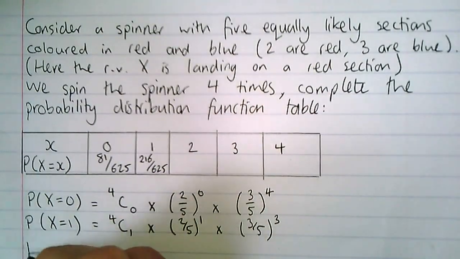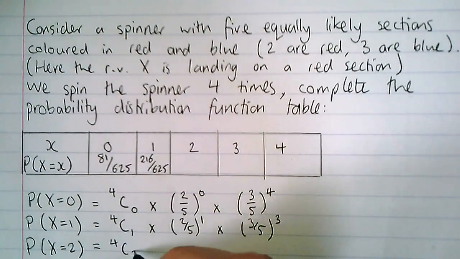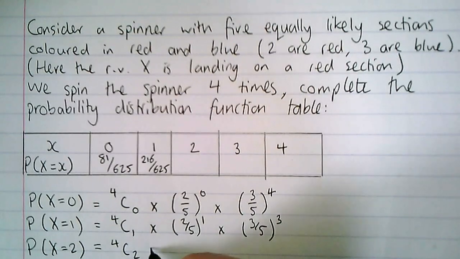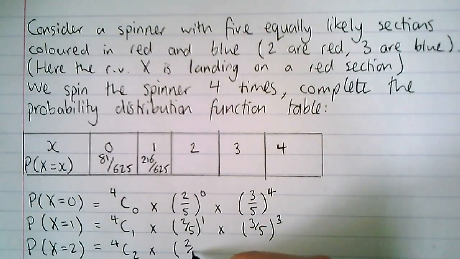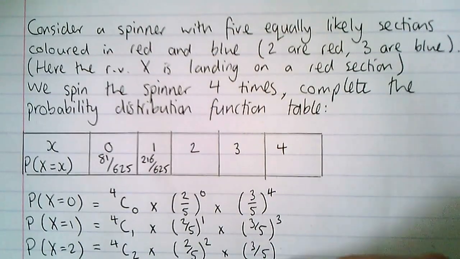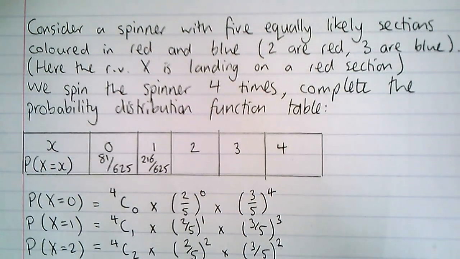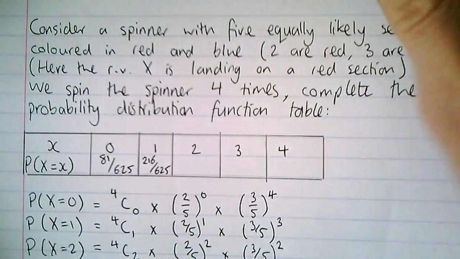So probability of x equals 2. So it's going to be 4 choose 2. 2 is the number of reds that I want. Multiplied by probability of red is 2/5. I want 2 of those. Probability of not red is 3/5, and I want 2 of those. I'm not going to fill the rest of this table in because that would just take up time. It's a bit of a wasted exercise. What I'm actually going to do is look at some extra notation you might see, what it means, and have a look at another example alongside that extra notation.